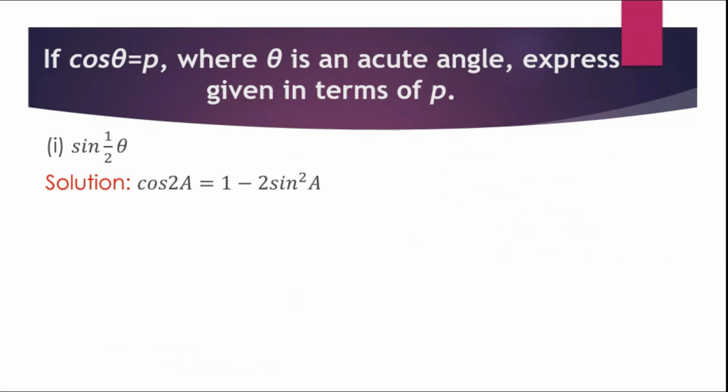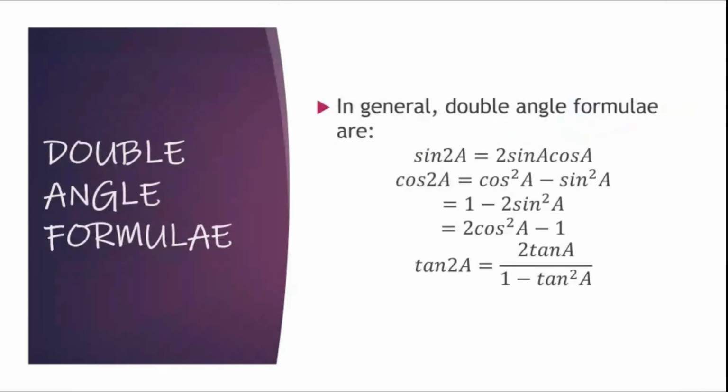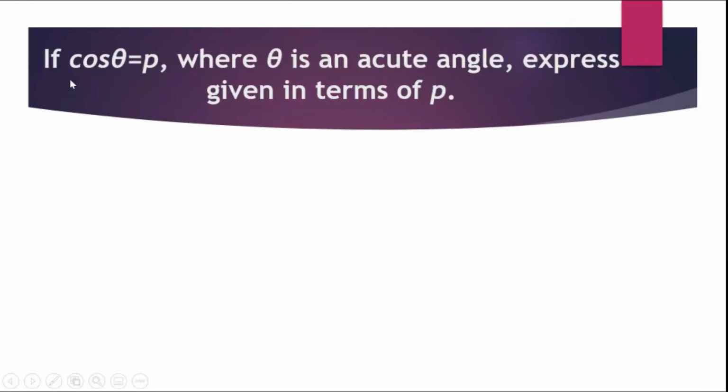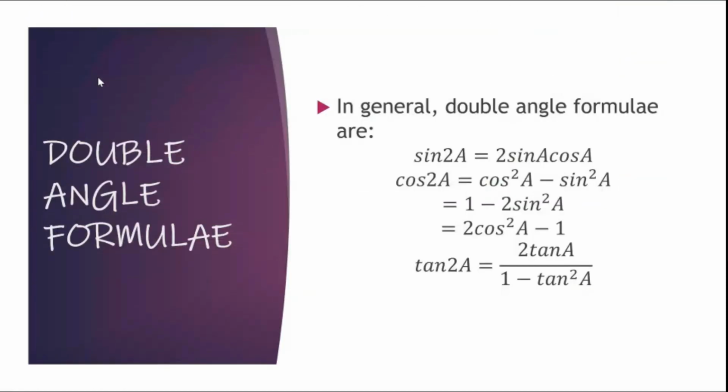So ano ba yung meron tayo kanina? So ang nakita ko na pwede natin gamitin is yung cos 2a equals 1 minus 2 sine squared a. Bakit? Balikan natin. So, sine 1/2 theta ang given natin, at kailangan nating i-express ito in terms of P. Since ang given natin may cosine theta value, which is P, kailangan nating magamit si cosine theta, kasi ang value niya ay P. So, from sine 1/2 theta, we're going to express that in terms of P, kung saan gagamitin natin si cosine theta.